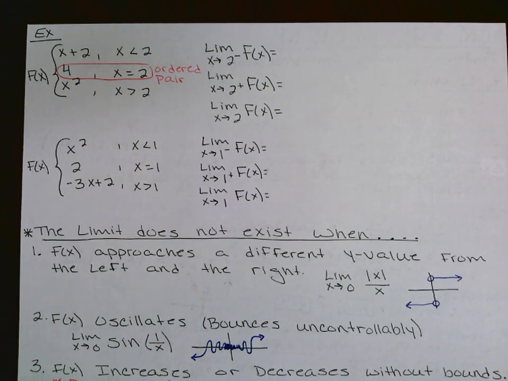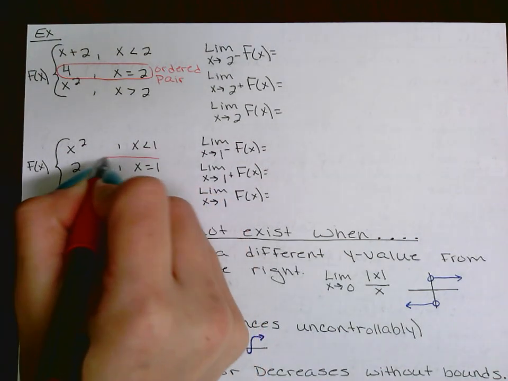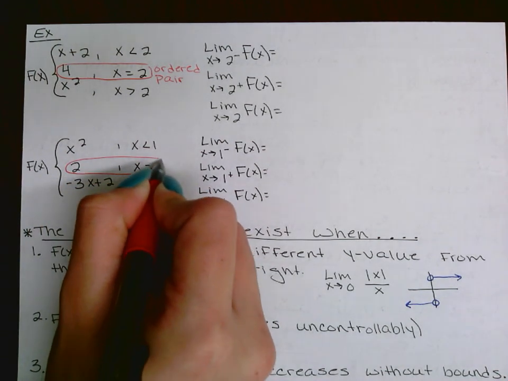Okay, very important, because will I ever have a limit existing at an ordered pair? No. Now, if that ordered pair happens to land on the function, then it'll work, but we don't have to worry about analyzing that one. And we can see that happen in both questions. Okay?